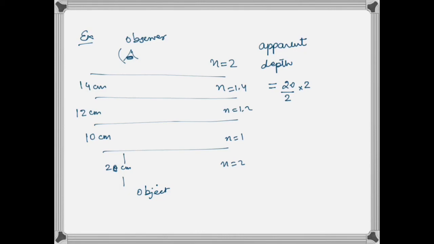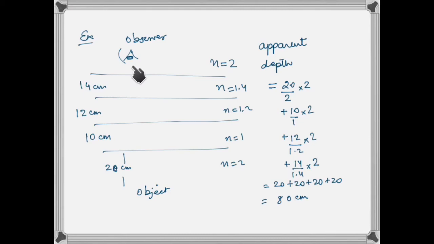First, light is moving 20 centimeter, and n is equal to 2. So 20 by 2 into 2. And what is this 2? This is the refractive index of the final medium. Plus, now light will move this 10 distance, so 10 upon 1 into 2. This 2 is common, that is the refractive index of the final medium. And similarly go on adding and solve. It is 80 centimeters. So the observer will see this object 80 centimeter from this surface. So this is the apparent depth.